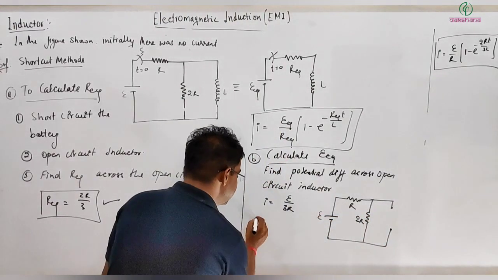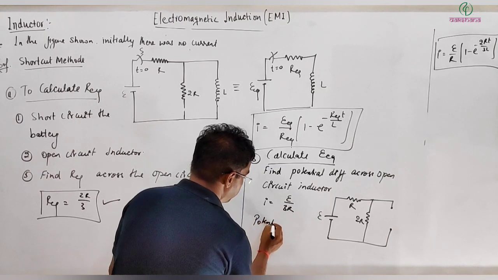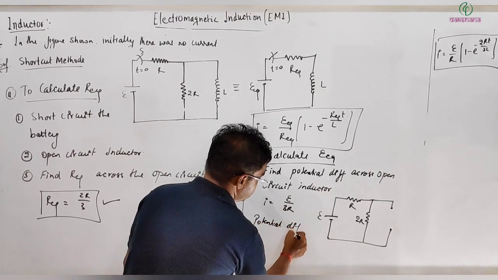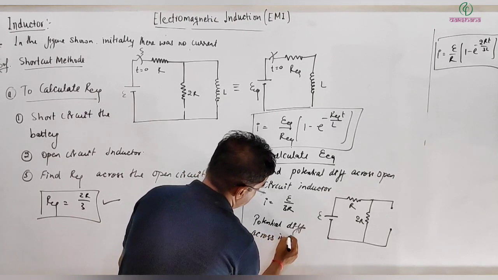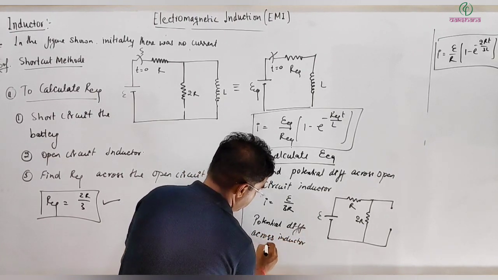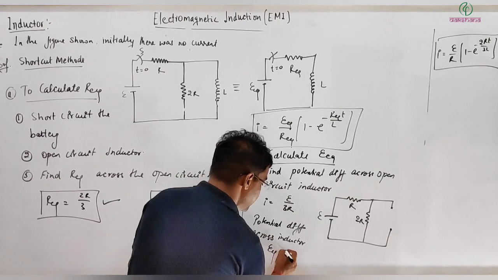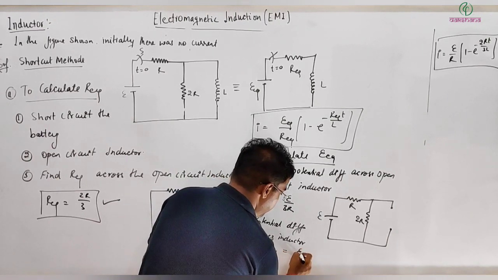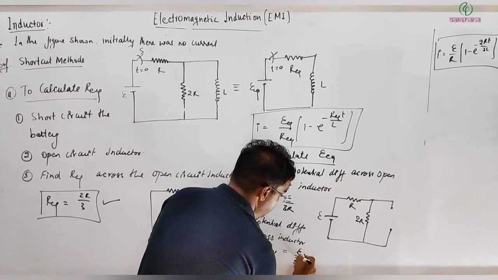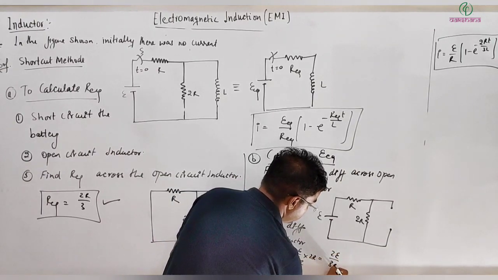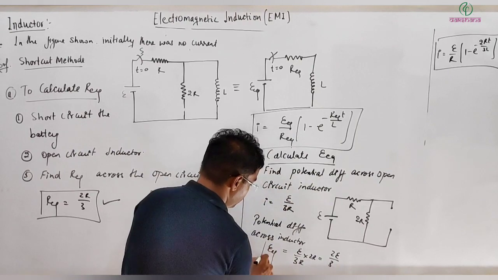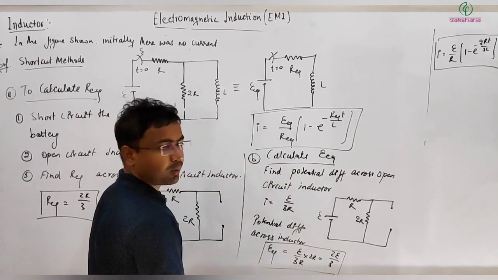The potential difference across this resistor will be the potential difference across the inductor. So the potential difference across the inductor is equal to E equivalent, and that is given by I, E by 3R, multiplied by 2R, that is 2E by 3R into R, so 2E by 3. So we got E equivalent.